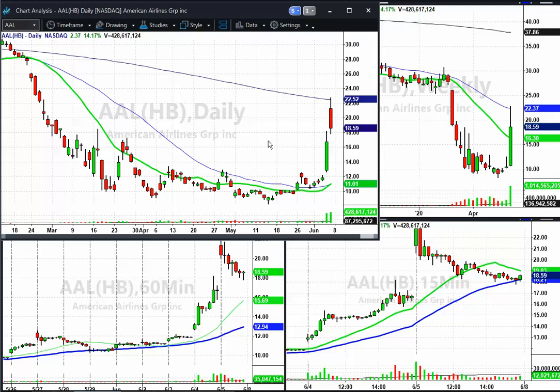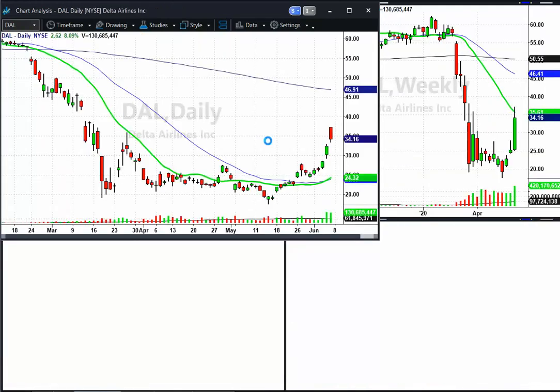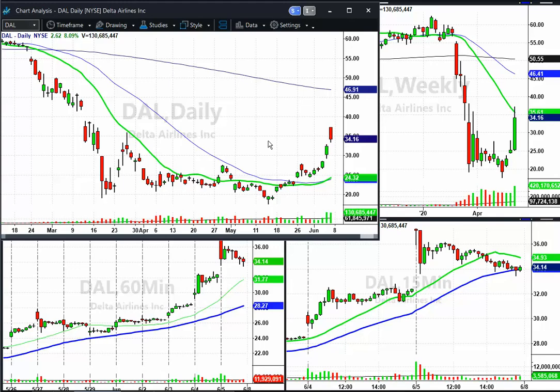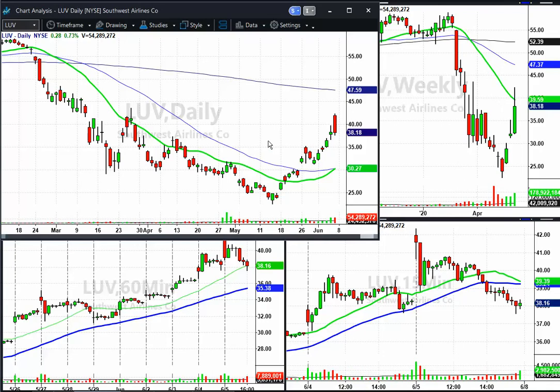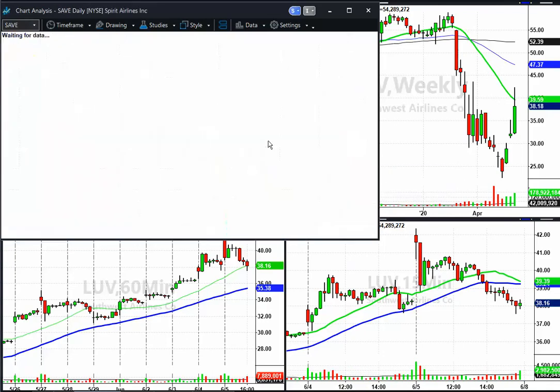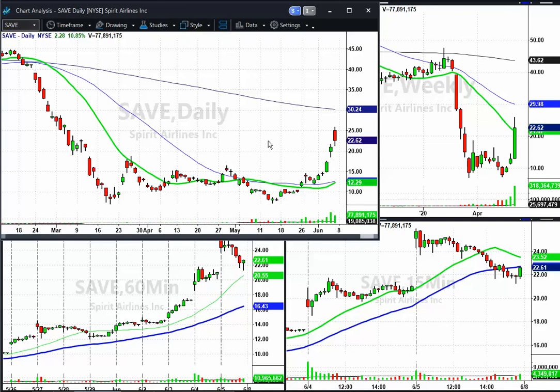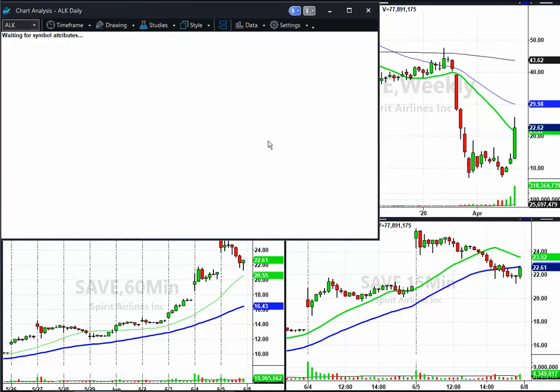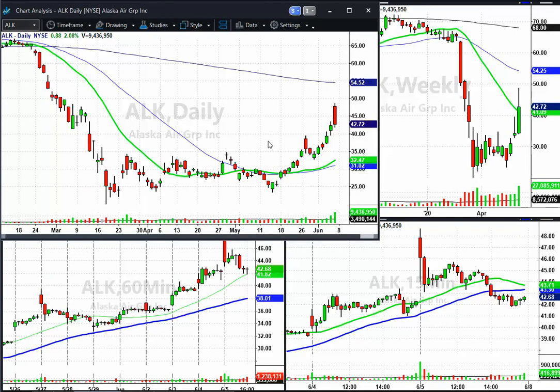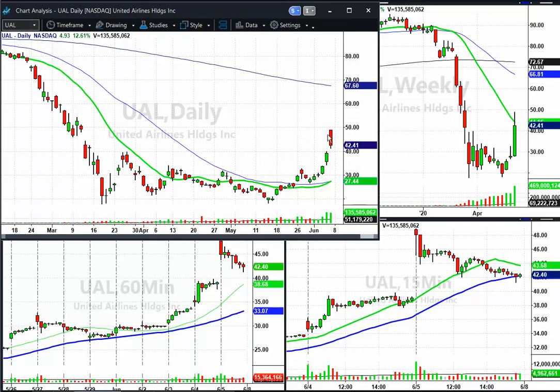And you can look at a few others. They're all about the same. Delta, right? Same thing, gap up, close down from the open. Let's look at Spirit. Same deal, right? Less strong. Save. Same thing. And Alaska Airlines. Same thing. United, I guess, is the other big one we need to look at here. Same thing. We pretty much opened on its high and then came down. Didn't quite fill the gap.